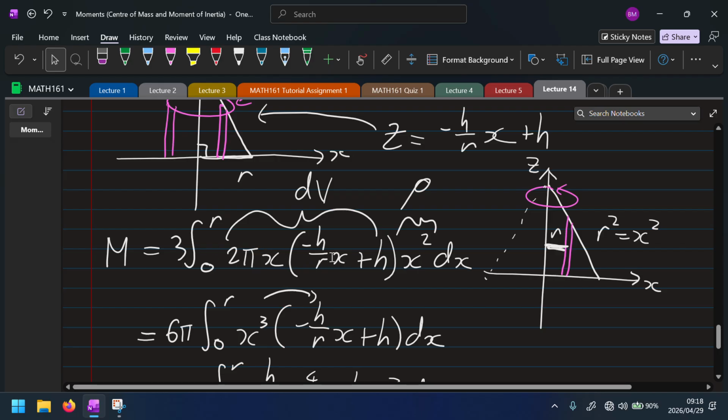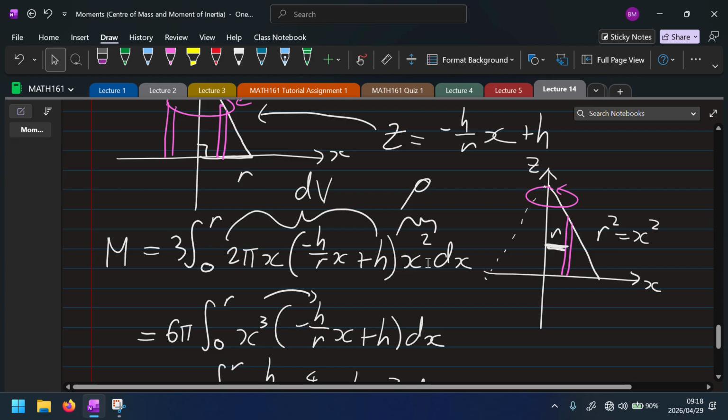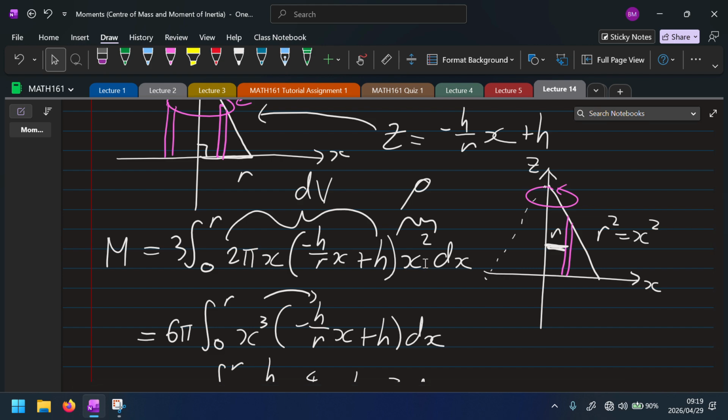Yeah. So this first part is from the shell method: 2 pi x f of x. Remember, that was dV in the shell method. But what's the density? Remember, it's rho dV. The density was 3 times the radius squared. What is the radius that we use in the shell method? X. So it will be 3x squared.